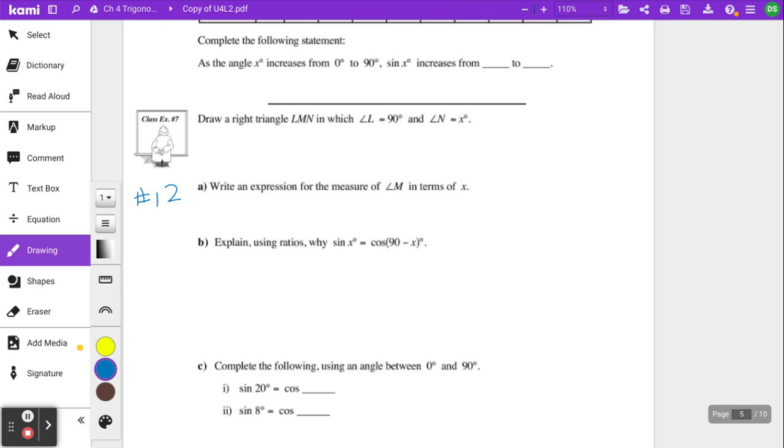It says, draw a triangle LMN in which angle L is 90 degrees. We can do that. So go get your triangle up here, draw a triangle. We'll call that 90, and it's L. The other ones have to be M and N. It doesn't really matter, but just so yours looks like mine, put the M at the top and the N at the bottom. We're going to call angle N X. So put a little X in here.